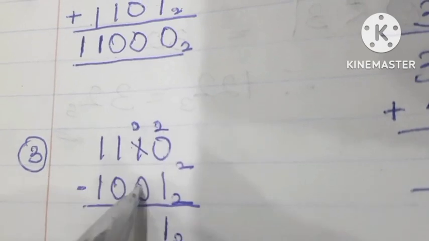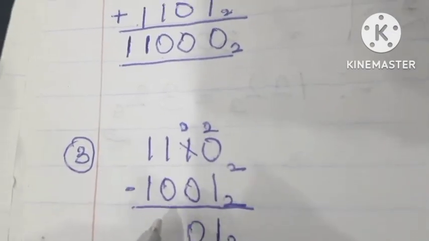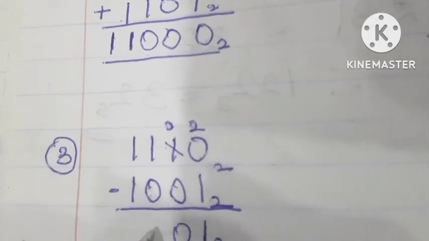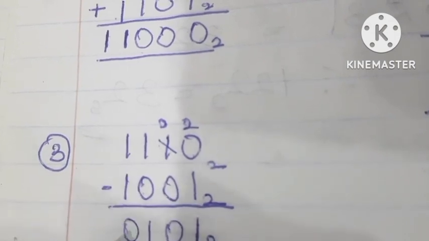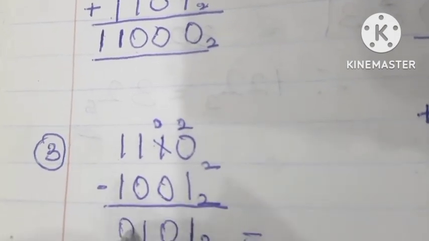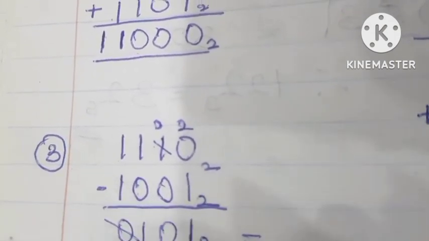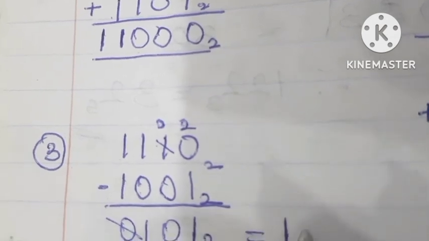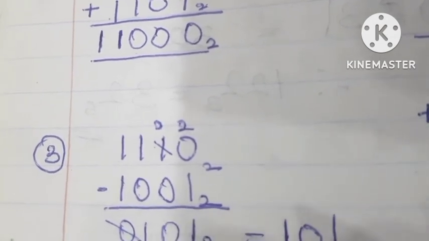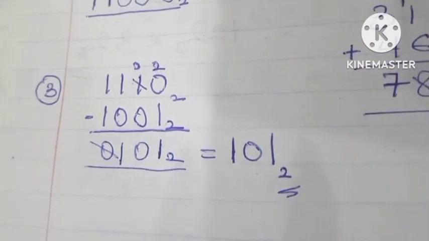Then I have 0 minus 0, 0. 1 minus 0, 1. 1 minus 1, 0. But this 0 is meaningless. So my final answer will be 1, 0, 1, base 2. So it's as simple as that.